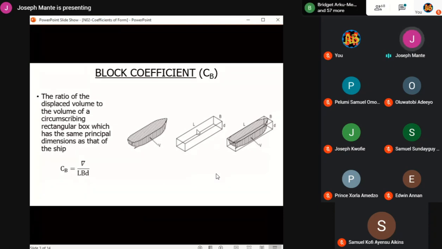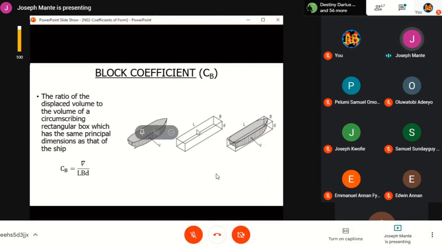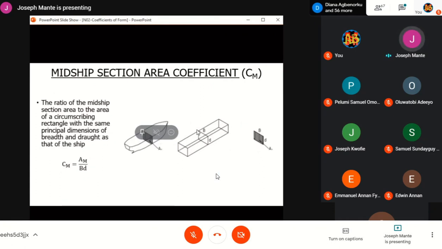All right, we are diving into it gradually. We are diving into the calculation. So now, know what CB is, and know that the definition of CB is the ratio of the displaced volume to the volume of the circumscribing rectangular box, which has the same principal dimensions as that of the ship. So realize that this one also has the same principal dimensions.